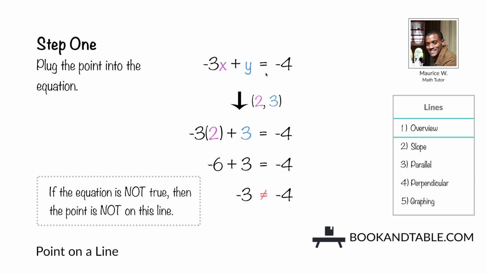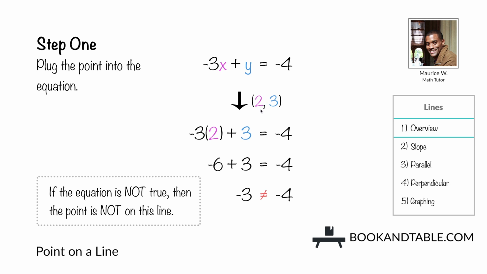So we take the equation in standard form, negative 3x plus y is equal to negative 4. We plug in 2 for x and 3 for y. This is our x coordinate, this is our y coordinate. So when we plug in 2 for x and 3 for y, we get negative 3 times 2, which is equal to negative 6, plus 3. Negative 6 plus 3 is equal to negative 3. And when we plug in this particular coordinate, the left side of the equation does not equal the right side, which means this is not true. And if the equation is not true, then the point is not on this line.